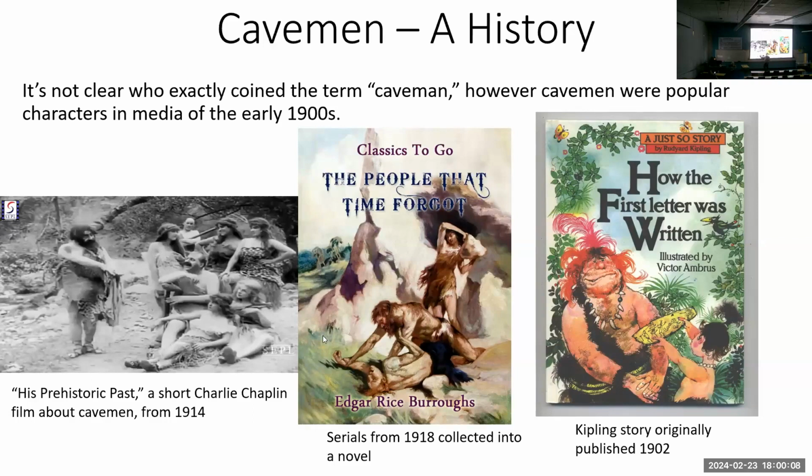And there were also some silent films. I didn't know about this, but this is kind of fun. This was a silent film by Charlie Chaplin from 1914 called His Prehistoric Past, where Charlie Chaplin falls asleep and dreams about going back to caveman times. And you can see there's a lot of similarities in how they're represented at this point and how people would think about it now. So you want to play that clip? Just click on the video.